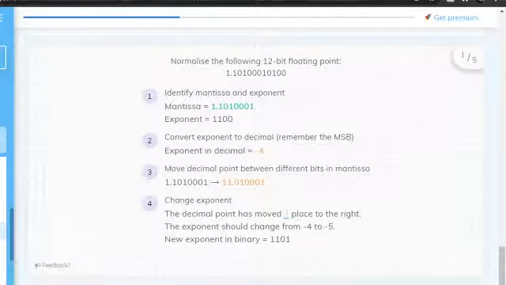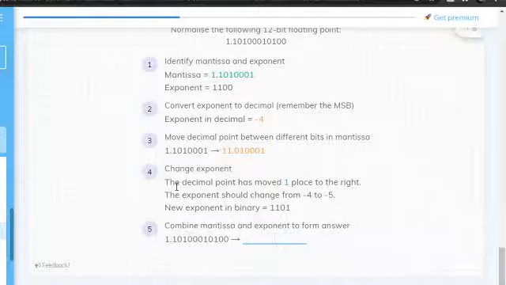Change the exponent. The decimal point has moved. Let me guess, 1 place to the right. The exponent changed from -4 to -5. New thing is that. So combine the mantissa and the exponent in the answer. Wow.